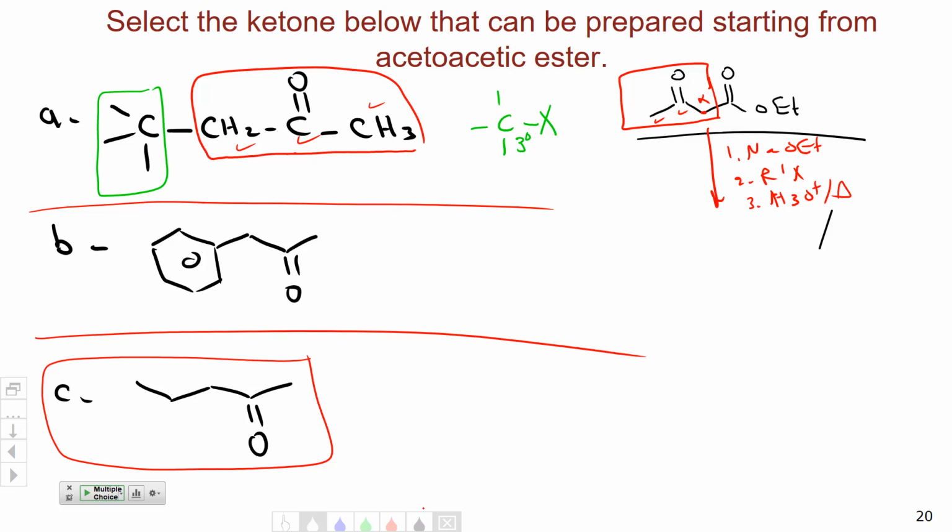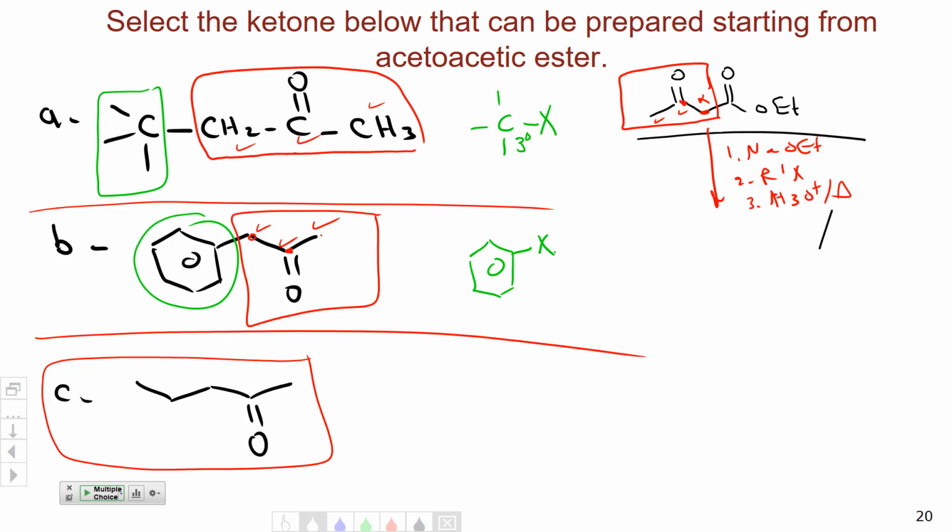Let's go to B. This part, 1, 2, 3, the methyl, the C double bond O, the alpha, is the part coming from the acetoacetic ester. Whatever is left is the R prime from the alkyl halide, because it's connected to the alpha. Phenyl is also a no; we cannot use tertiary, phenyl, or vinyl. So I can add one more example with a vinyl.